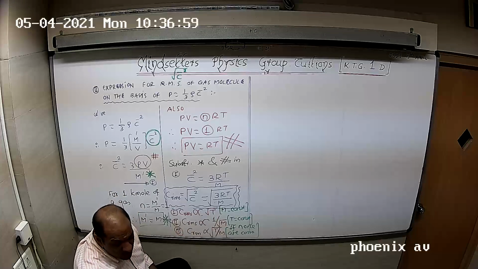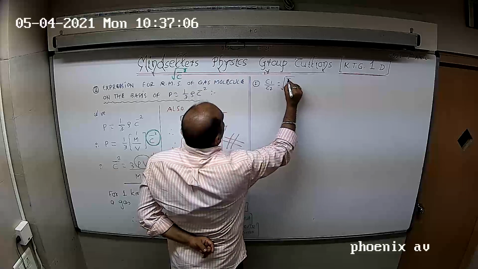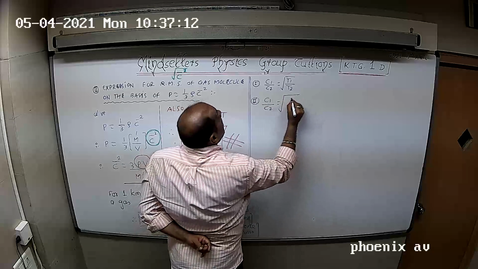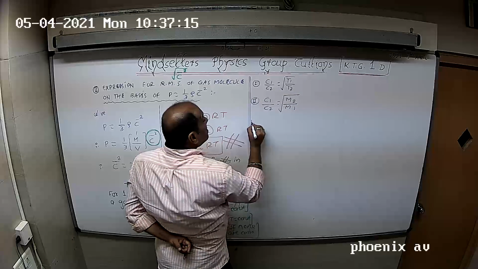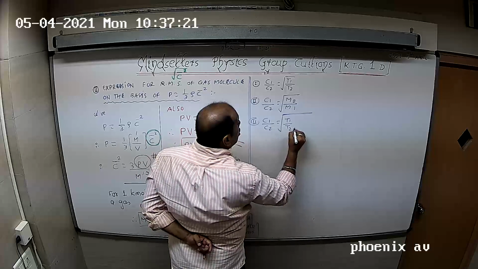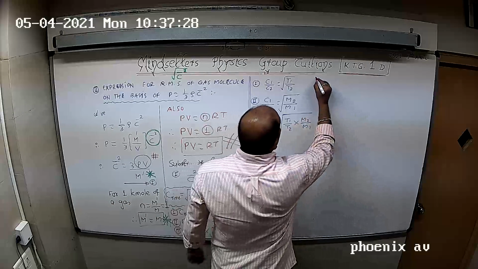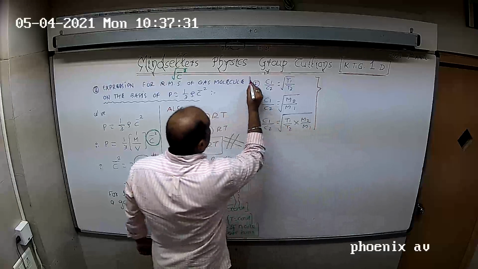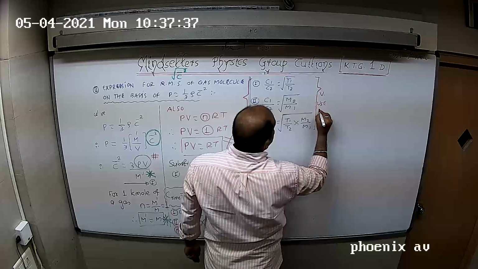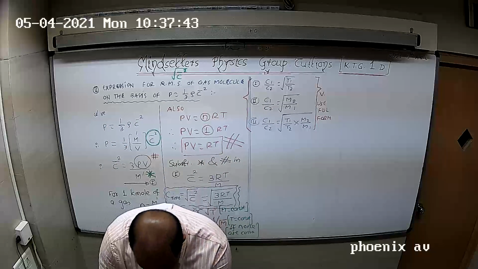This means, if I want to write it in a little more detail, I can write it like this. The first relation: C1 upon C2 is root of T1 upon T2. The second relation: C1 upon C2 is root of M2 upon M1, inverted. And the third relation: C1 upon C2 is not only root of T1 upon T2 but also root of M2 upon M1. So these are very useful formulae for solving problems and for solving multiple choice questions. Very useful formula. Okay, that is one derivation done.